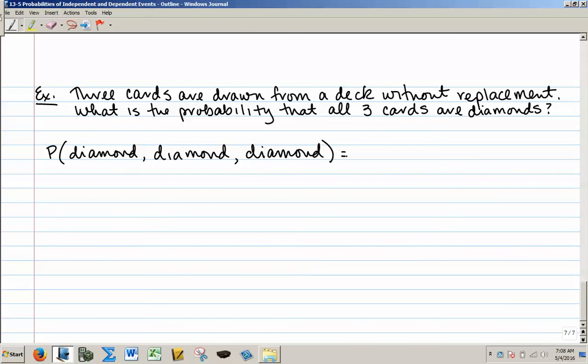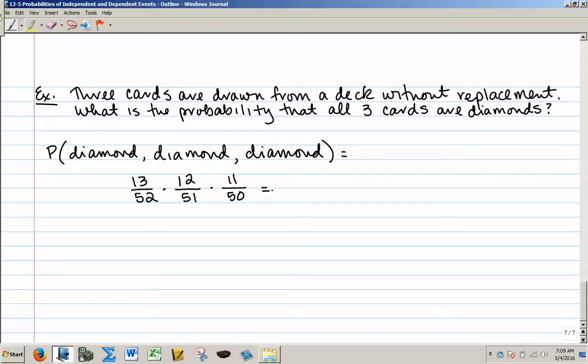Okay. So the probability of the first card being a diamond is 13 out of 52, because there are 13 diamonds in the deck and a total of 52 cards. Now, if I did not put that first card back, there are going to be 51 cards in the deck, but I could have already pulled out a diamond, so there would be 12 diamonds left in the deck. And then for the third card, I've already taken 2 out, so there's a total of 50 cards left in the deck and 11 diamonds.